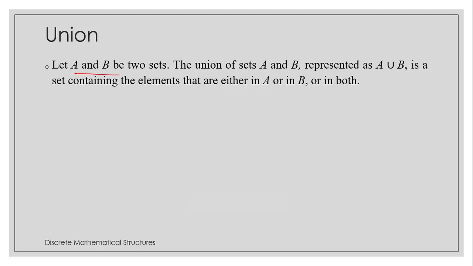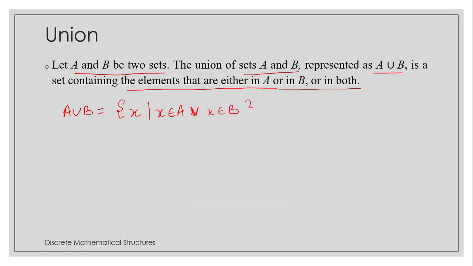So let A and B be two sets. The union of these sets, represented as this, is a set containing the elements that are either in A or in B or in both. So that means that A union B is a set containing X such that X belongs to A or X belongs to B.